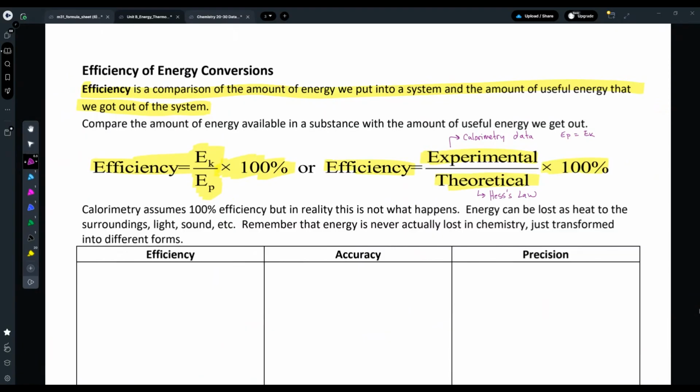Energy is going to get lost. Okay, so it gets lost as heat to surroundings, or it could get lost as light, sound, and so on and so forth. Okay, so remember that energy is never actually lost in chemistry. According to the laws of thermodynamics, it just gets transformed from one form into a different form.